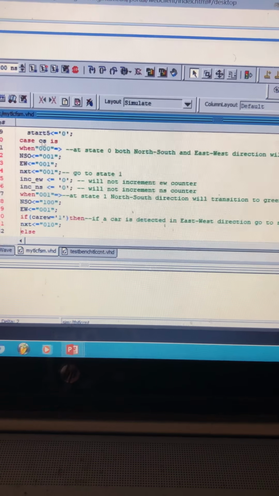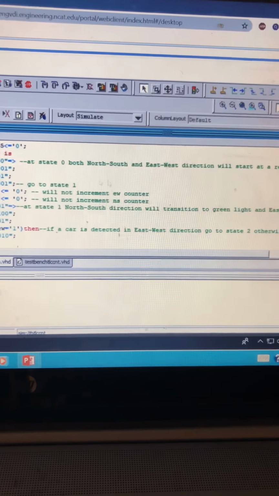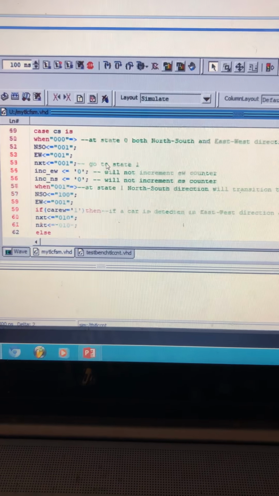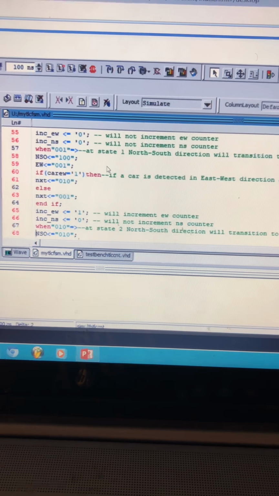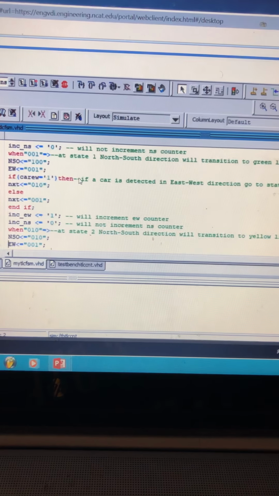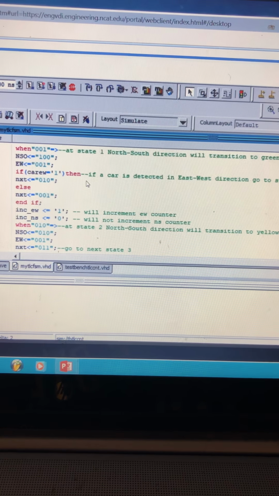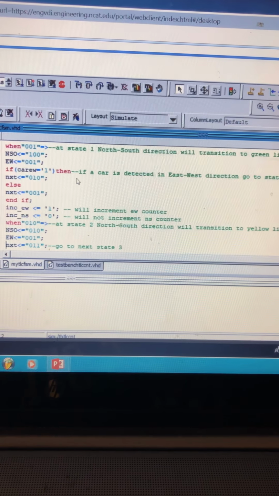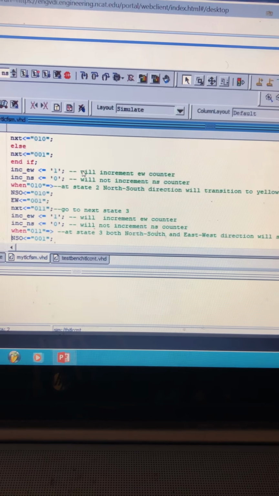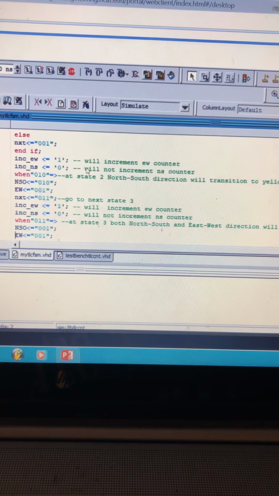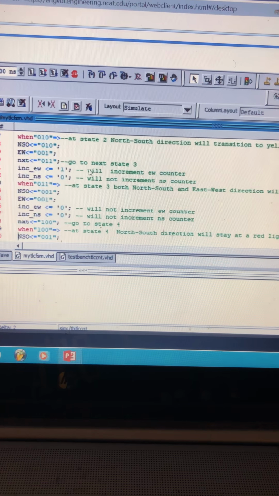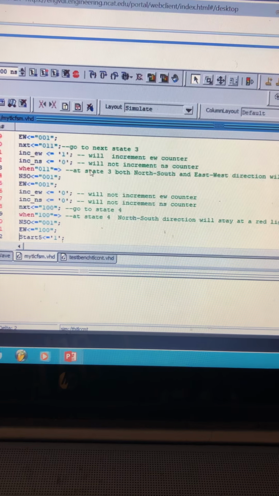So here you can see that in state 0, the north, south, and east-west directions will start at the red light. And so then we'll go to state 1. North-south will transition to a green light. East-west will stay red. If a car is detected in the east-west direction, then it will go to its next state, which is transitioning from red to yellow for the north-south direction. And then it will go to the red. Then every light will go red in both north, south, and east-west directions.